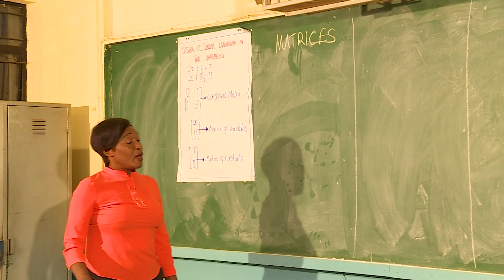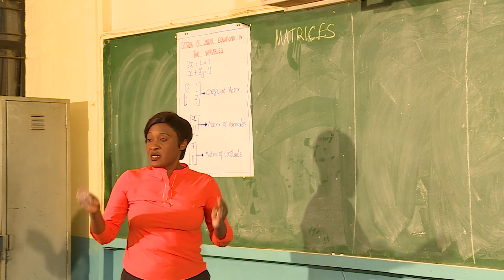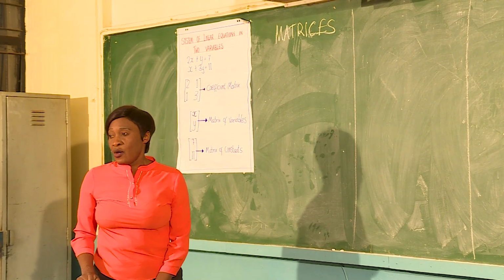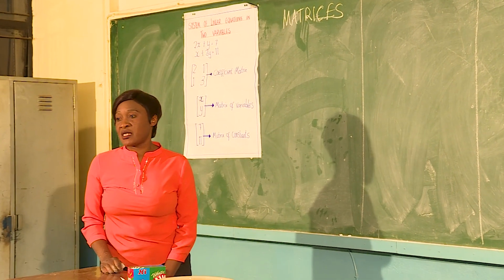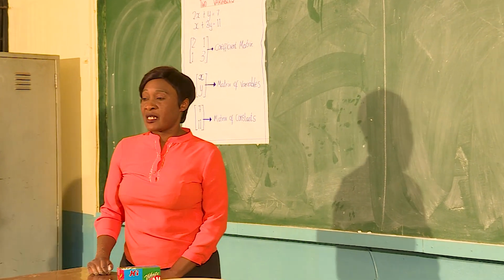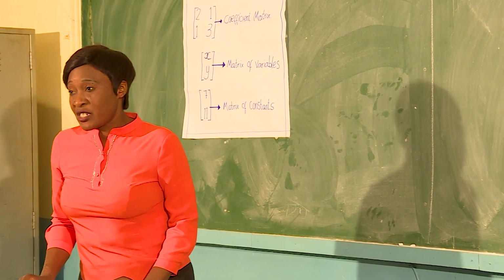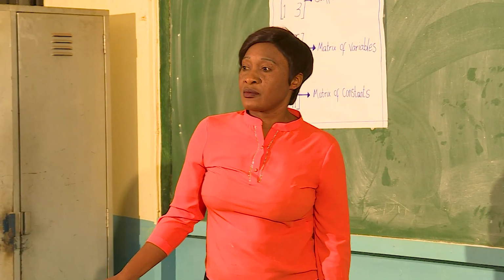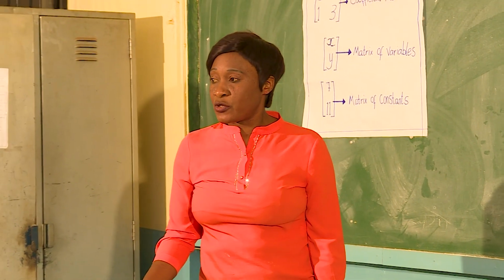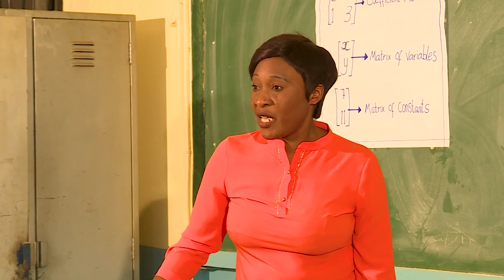Now, when we were in grade 8 and 9, we looked at simultaneous equations. What are some of the methods that we used when we were solving simultaneous equations in grade 8 and 9? Ruth at the far back? Elimination method. Elimination method, very good. Anaconda? Graphical method. Graphical method, very good. And Mary? Substitution method. Substitution method.